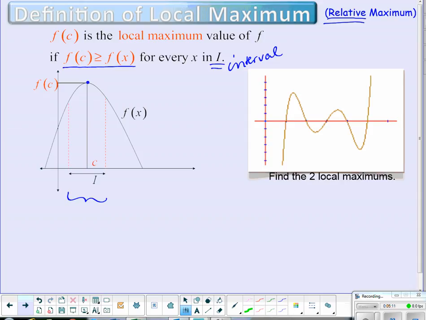Well, yes, we do right here, because this y value is greater than all other y values in this interval. So there's a particular y value, this f of c, that is greater than all the other y values in this particular region. So it's a local max. We're locking in a certain range. It is the highest point in that local area.